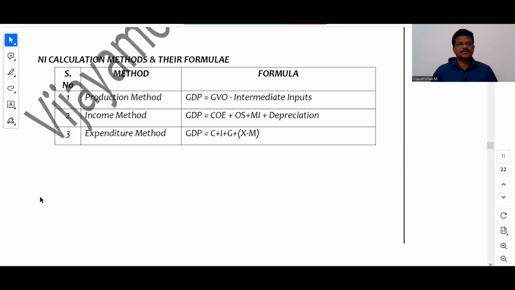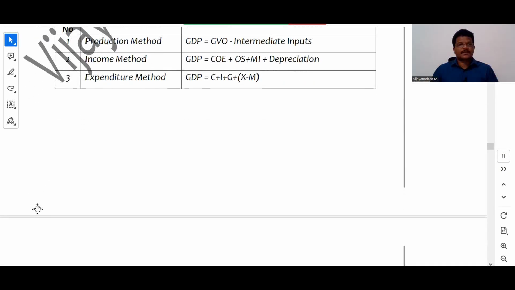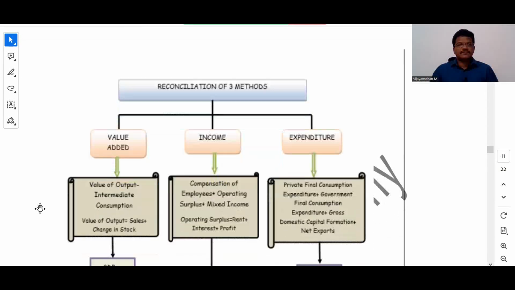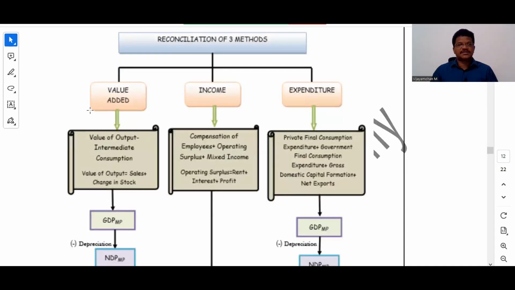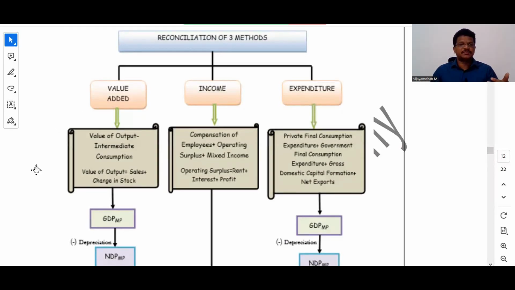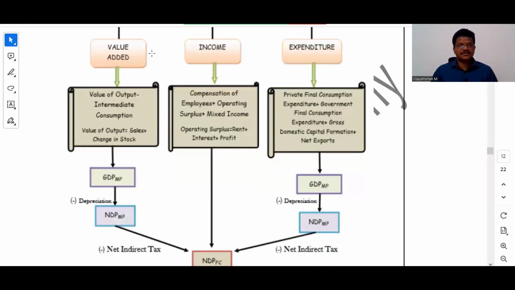Right, okay, now, what is the reconciliation, or how the national income is arrived at in the three methods. I just wanted to briefly show you through the diagram. It is already discussed, but for your understanding purpose I am keeping it here.